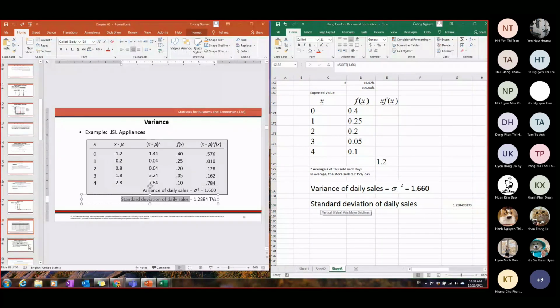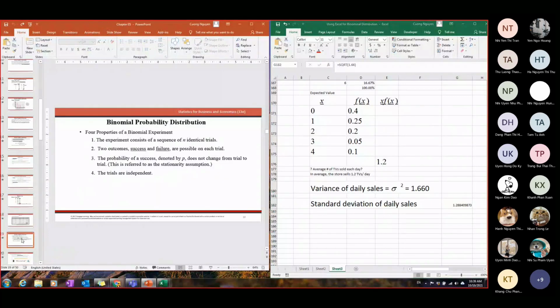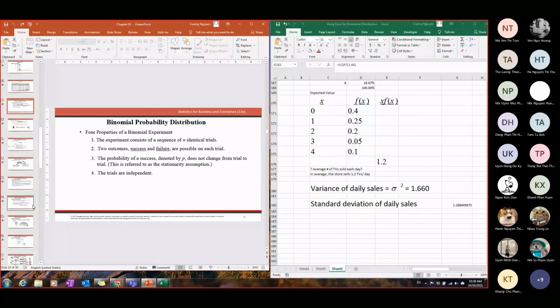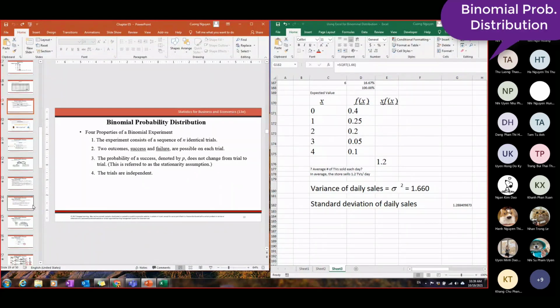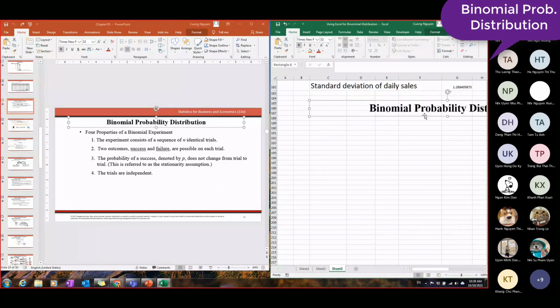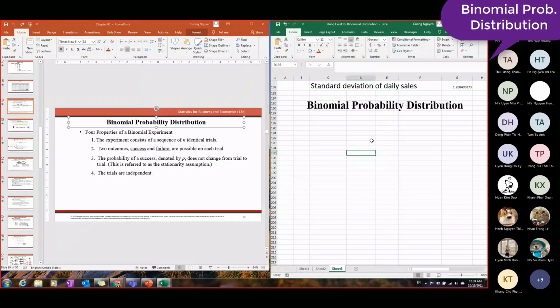Okay, I hope you are clear about this part because it is very easy to understand. And now I'm talking about the main topic of today, the binomial probability distribution. In the binomial probability distribution, we have two main functions to talk about. In this part, I will not just talk about the theory itself, but also try to do the calculation in Excel for you to understand.